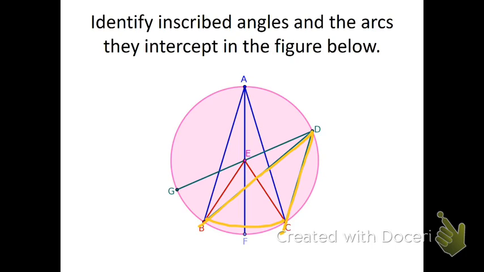I think I might have said that already. And there's also GDC intercepting arc GC. Now if you said this angle BEC intercepts arc BC, that's correct, but it's not an inscribed angle. This right here is a central angle.